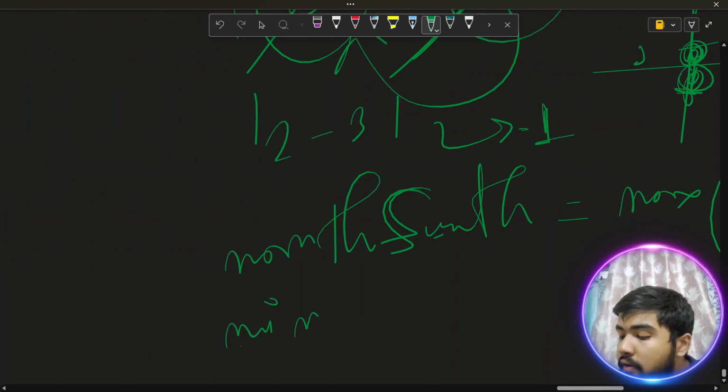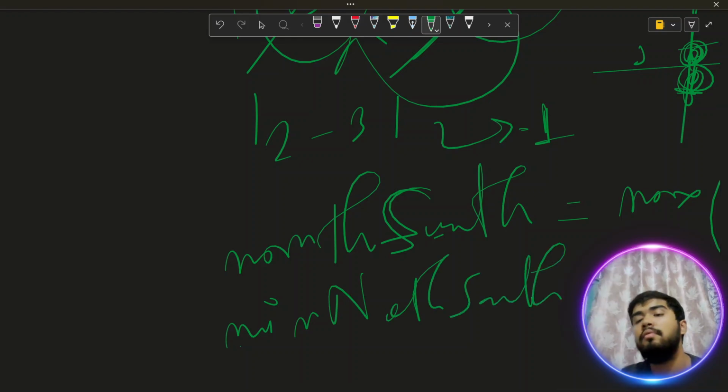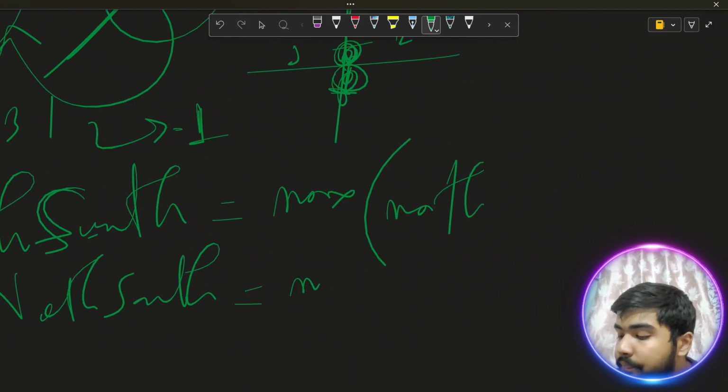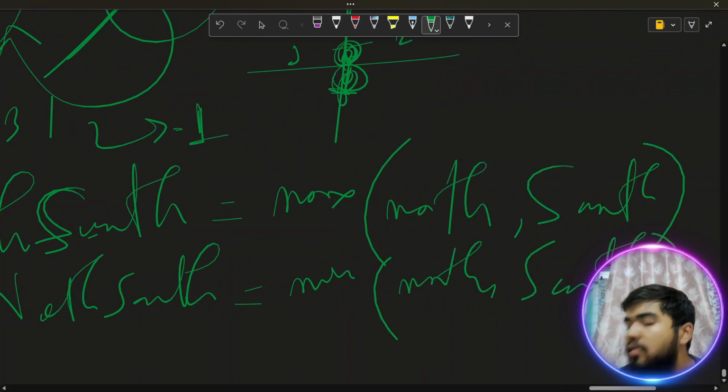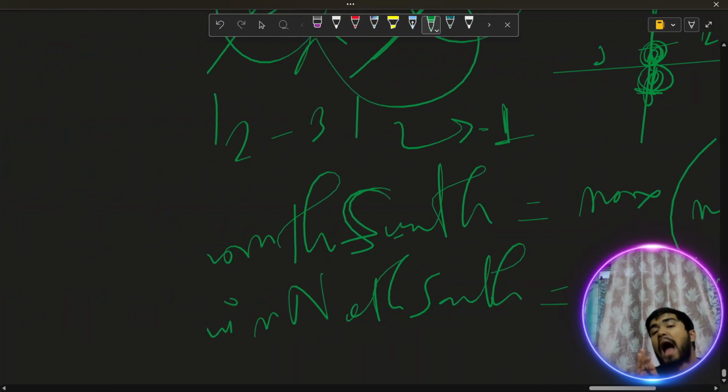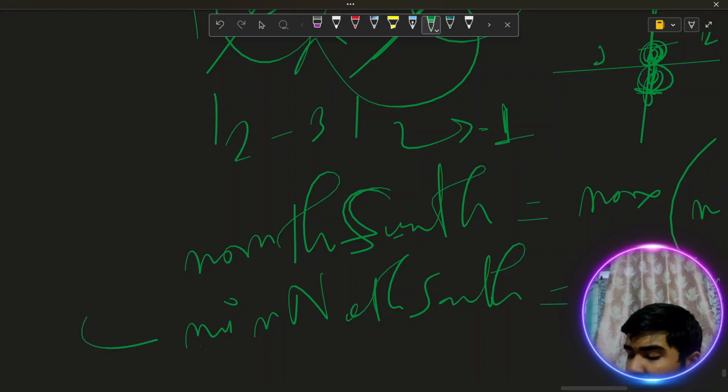Mean of north south. Give me the mean also. So, mean of my north and mean of my south. So now, very greedily, as we just saw, I should convert some mean to the max category, so that my max can be higher and my mean should be lower.